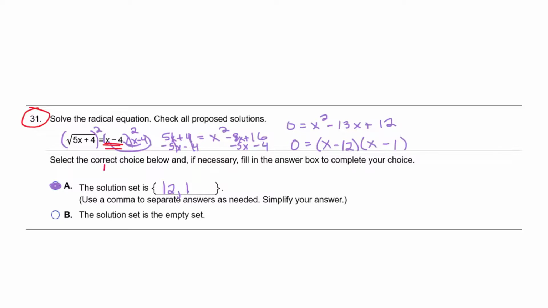What I mean by that is check out what happens when I put in 1. 1 minus 4 is -3. But if I square root 5 times 1 plus 4, which is square root of 9, I don't get -3, I get +3. And so 1 is actually an extraneous solution here. 12 is fine because you work out 12 and you get square root of 64, which is 8. 12 minus 4 is 8. And so that works, but the 1 does not work, so sorry about that.